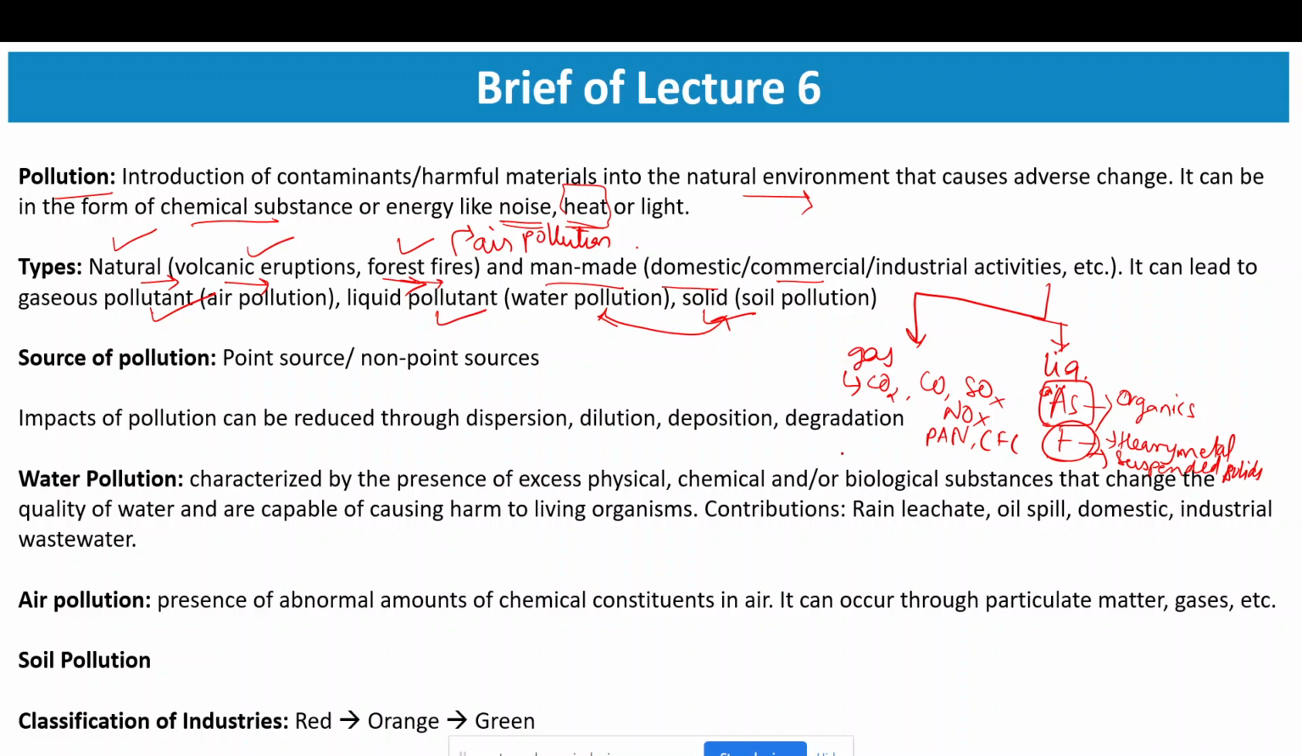Now coming to solid or soil pollution. Mainly a majority portion of soil pollution comes from what we call landfills, because the solid waste generated in our houses or in industries is at the end discarded or just dumped into landfill sites.